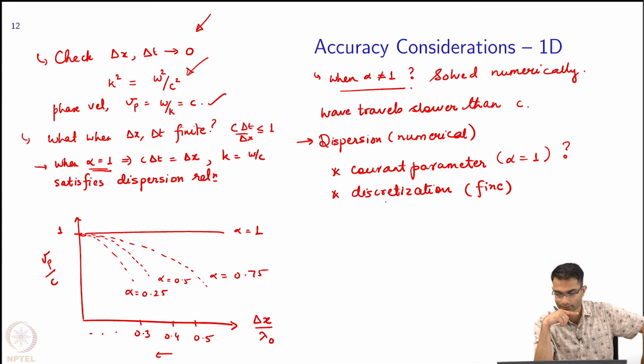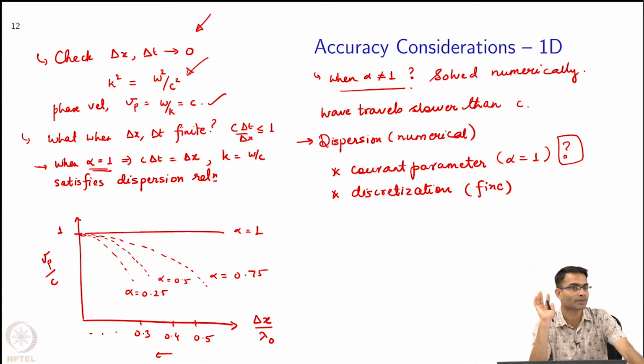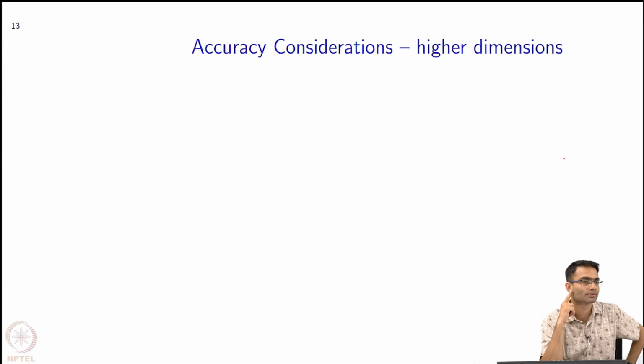Why have I put a question mark over here? Any guesses? The recipe of fixing alpha equal to 1 is fine, there is no problem with it in the 1D world. In the one dimensional world, I can fix C delta t by delta x equal to 1, no problem. What happens when I go to higher dimensions?